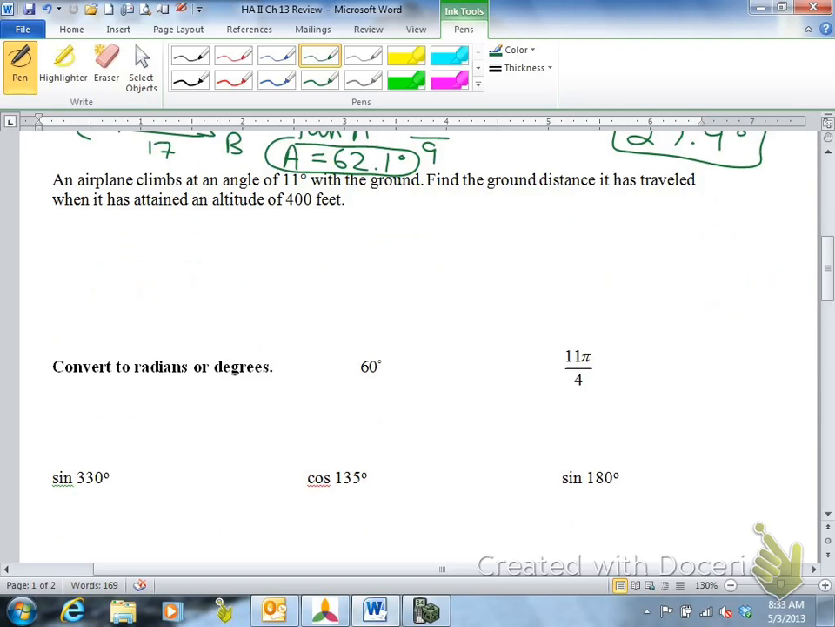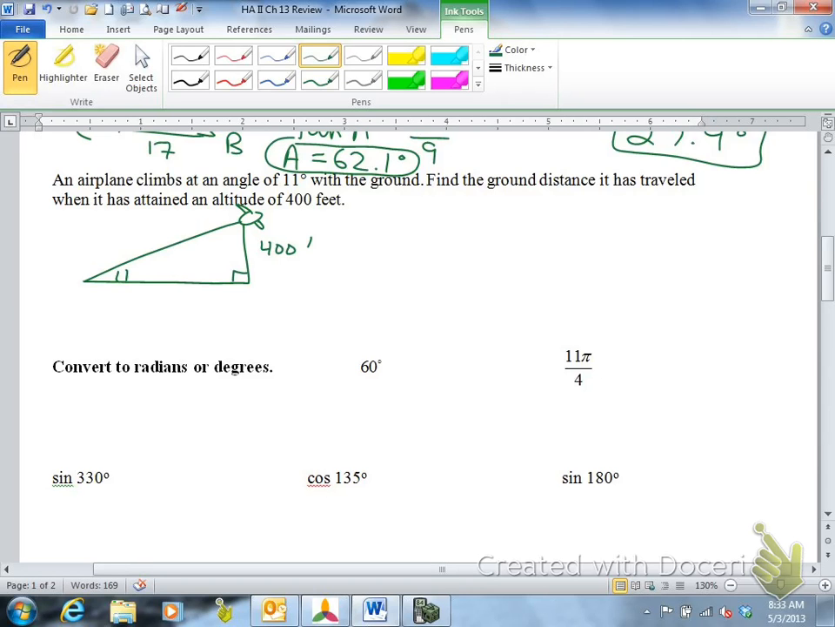Okay, an airplane climbs at an angle of 11 degrees with the ground. Find the ground distance traveled when it's attained an altitude of 400 feet. Altitude 400 feet. Here's the plane. 11 degrees. Angle of elevation is with the ground, so going up 11 degrees. Altitude's perpendicular, so you don't have to use law of sines. If you want to, you can, but you don't have to.